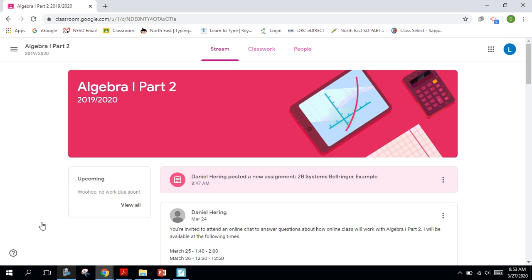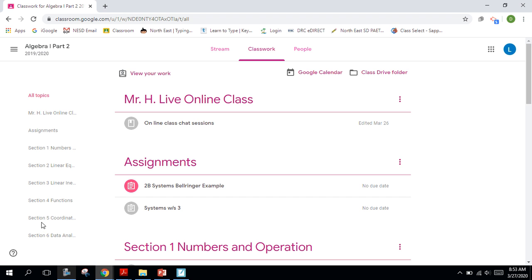So anyway, that being said, you can see the assignment here. It's got the clipboard. That means that's something I've got to turn in here on Google. The post here that just has the profile picture just tells me it's informational. It's going to have some work typically involved with it, but nothing that I'm going to turn in on Google Classroom. So we're going to go ahead and click on the classwork tab here.